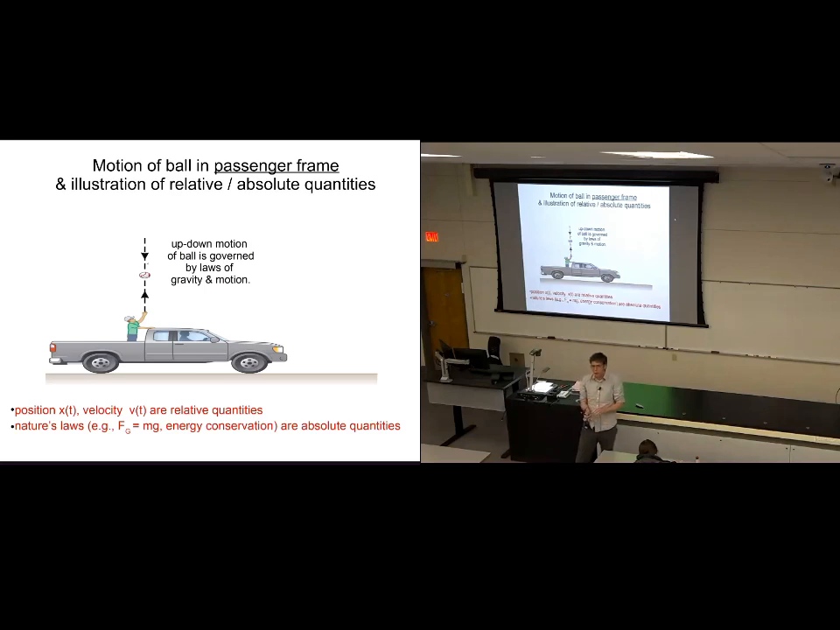So as we look at this picture, we can see things that are relative, the position and velocity of the ball as a function of time. We can also understand things that are absolute. For example, the law of motion and the law of gravity are not going to change from frame to frame. Let's jump to the next frame.